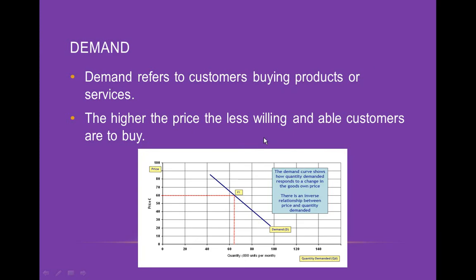We see the opposite relationship with demand, and demand refers to customers buying products or services. With customers, the higher the price, the less willing and able customers are to buy. This might be because they don't have the money if the price is too high, or because they don't think the product or service is worth the money, so they're not prepared to spend. So with demand, we see a downward sloping curve from left to right, a negative correlation between price and quantity.